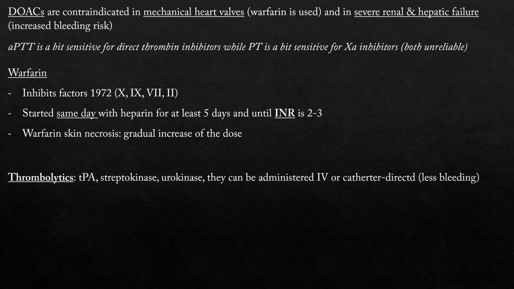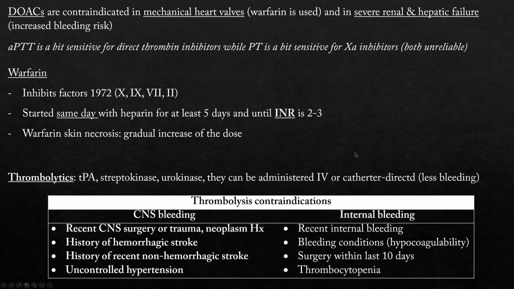Thrombolytics, we talked about this. The most common one we use is TPA, streptokinase, maybe allergy, maybe urokinase, and these can be administered, as we said, systemically or through a catheter. Okay, and the catheter has less bleeding than the systemic because you're going to use a much lower dose. Now, the contraindications for thrombolytics: CNS bleeding, internal bleeding. You can read that. It's just anything that causes bleeding.